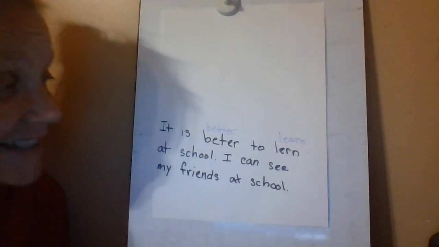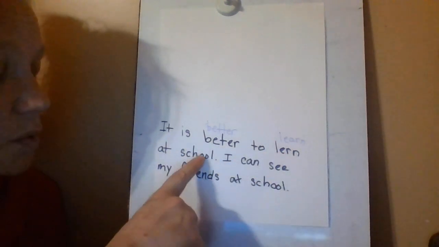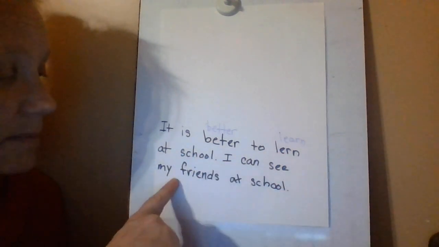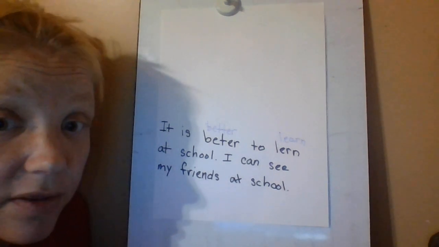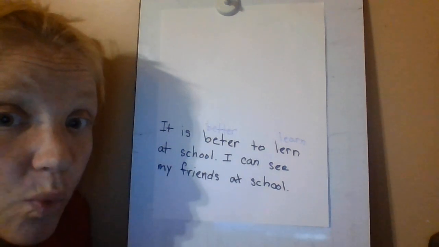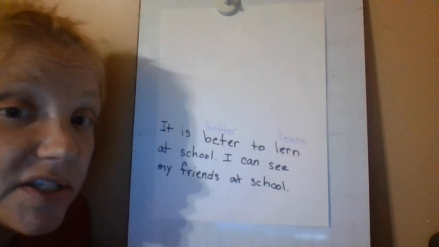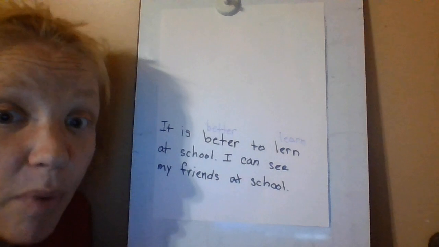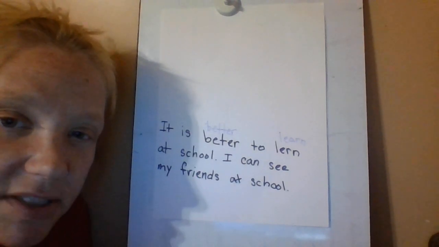So let's read it. It is better to learn at school. I can see my friends at school. So we have our sentence that tells the reader which one we think is better. And then we have one sentence right now with a reason why we think it's better. So that's part of our drafting, the second part of the writing process.